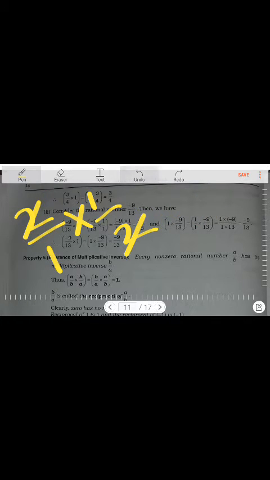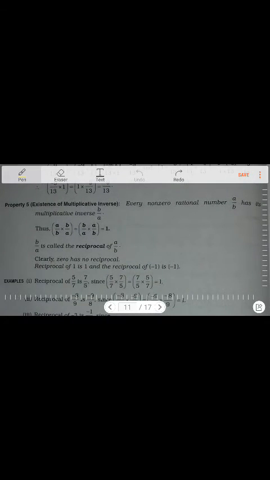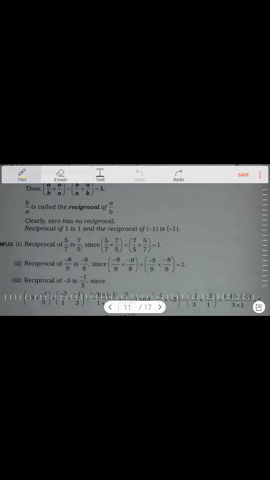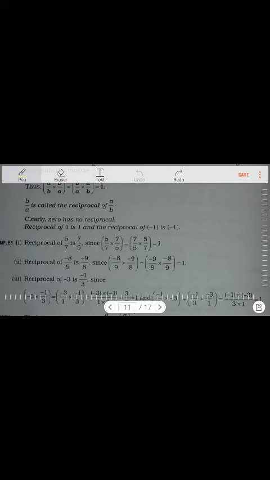So now if we will see, below it has been said b by a is called the reciprocal of a by b. And vice versa. That means what? A by b is also called the reciprocal of b by a. Suppose I say that 1 by 2 is the reciprocal of 2 by 1, that doesn't mean that 2 by 1 is not the reciprocal of 1 by 2. Both are reciprocals of each other.